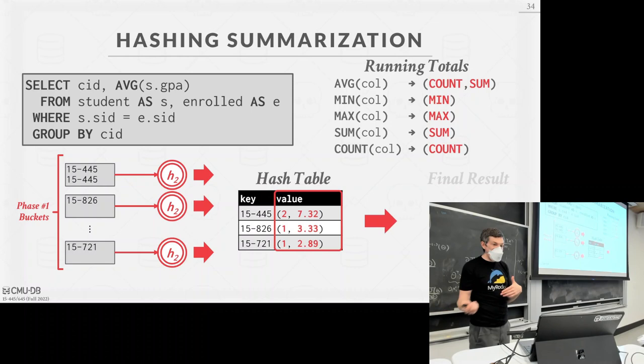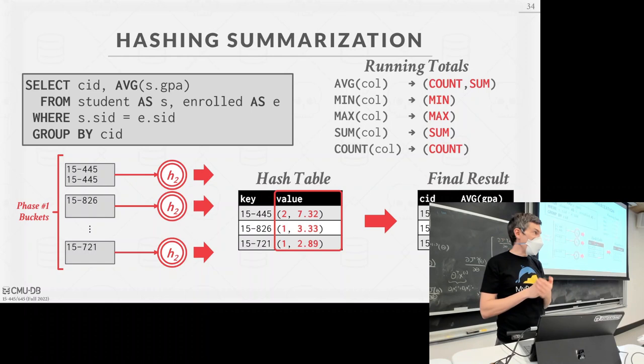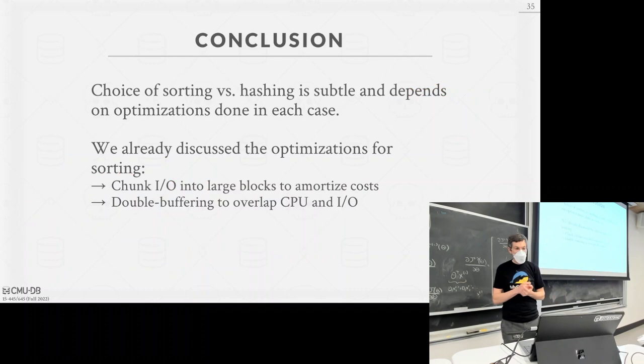depending on what the aggregation function is, we could just be done and this hash table is the final result. Or we have to take a second pass, and in the case of average, divide the sum by the count to produce whatever the average should be. Pretty straightforward, right? All right, cool.